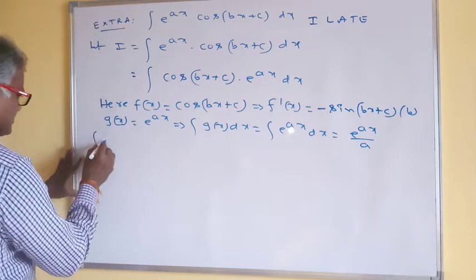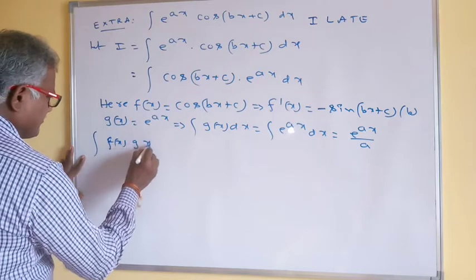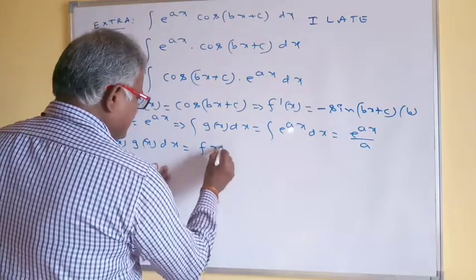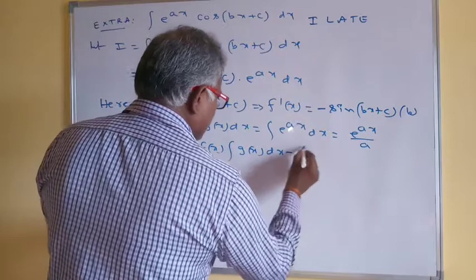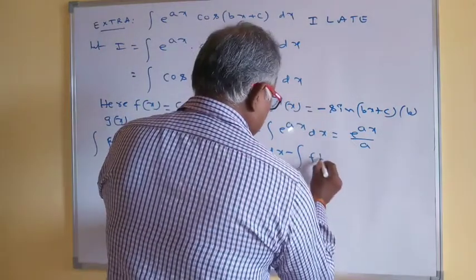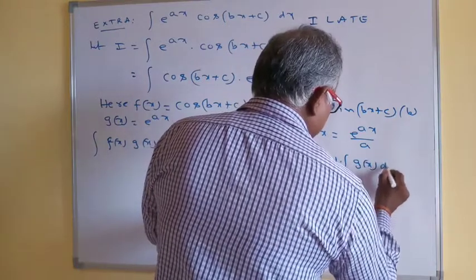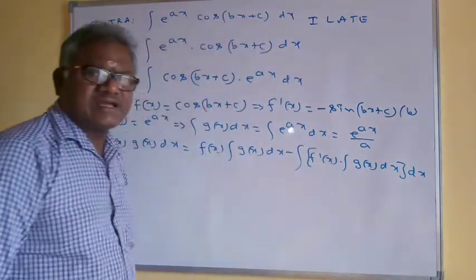Write down the formula first. Integral f of x, g of x, dx is equal to: first function into integral of second function, minus first function's derivative into second function's integral, totally with dx.